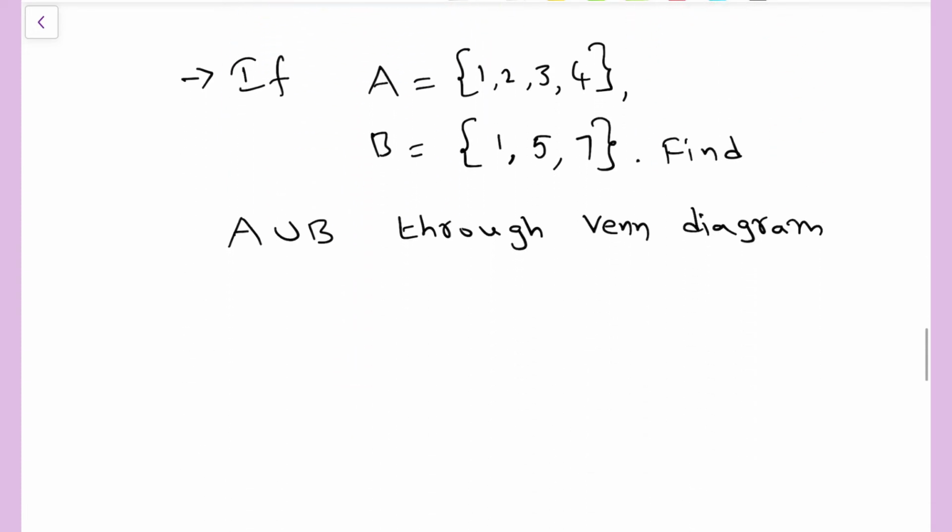Next, if set A equals 1, 2, 3, 4 and set B equals 1, 5, 7, then find A union B through Venn diagram. In the first bit only actually we did A union B, A intersection B, A minus B, B minus A, all. But in this case we need to find them with the help of Venn diagrams. So for that what exactly we need to do is draw a rectangle neatly, which is nothing but our universal set. Two sets are there, so that is the reason for two circles, right?